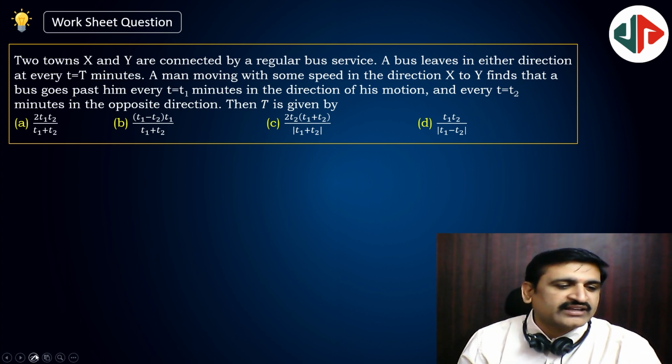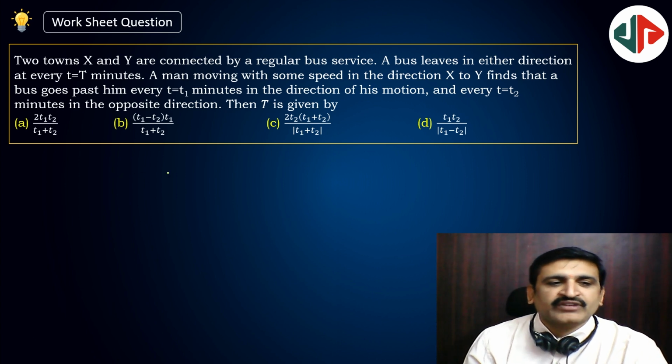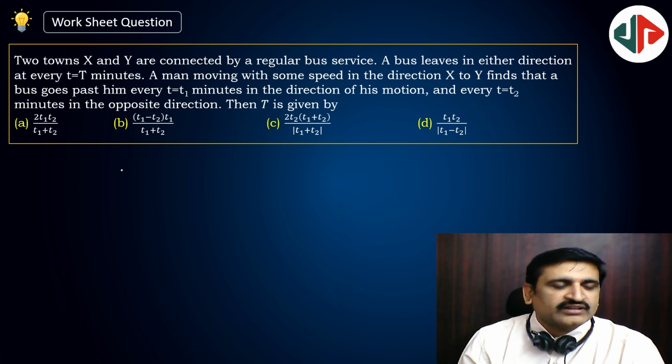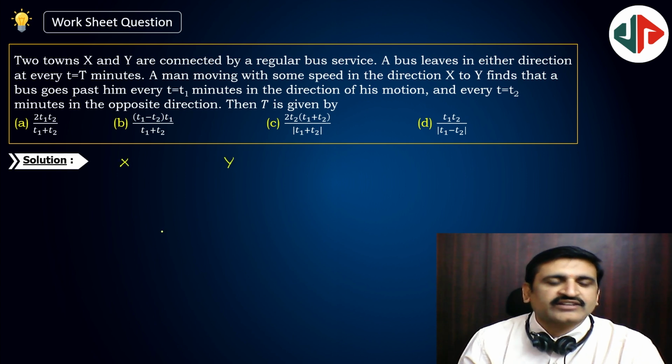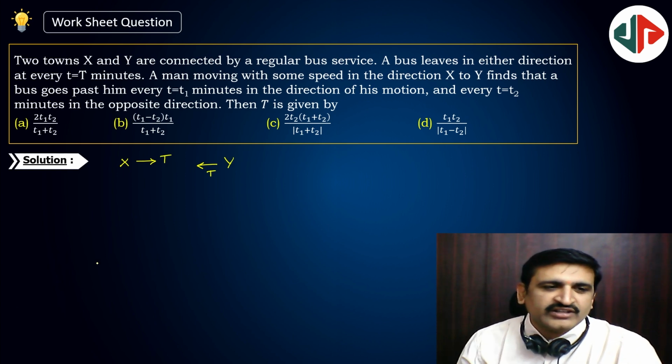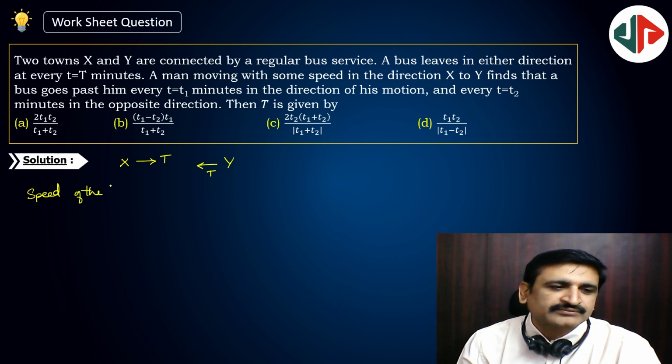Let me take a good color, yellow color. Suppose X is a town, Y is another town. Buses are starting at every T time. Buses are starting in either direction, every T time. Fine. So, the speed of the bus I am taking as capital V.